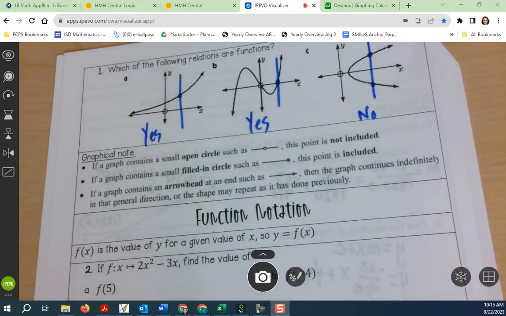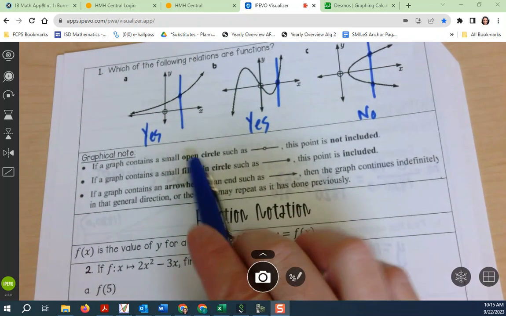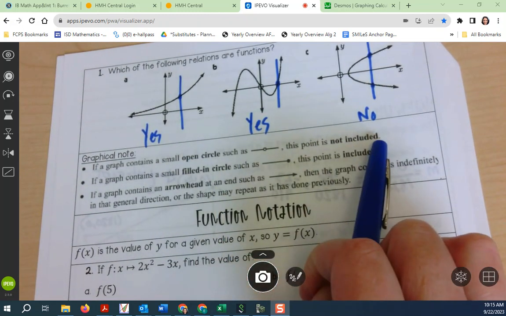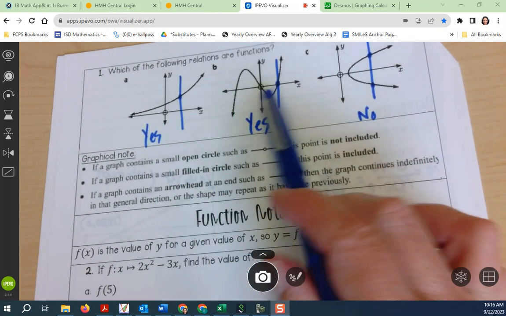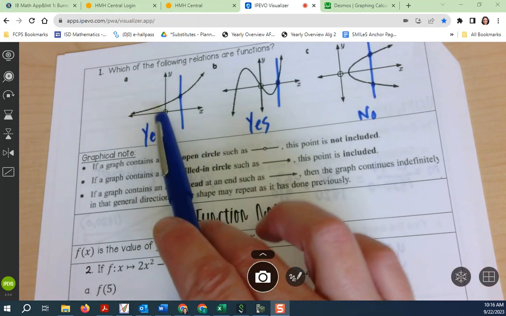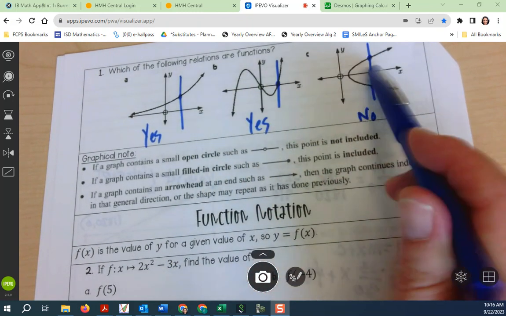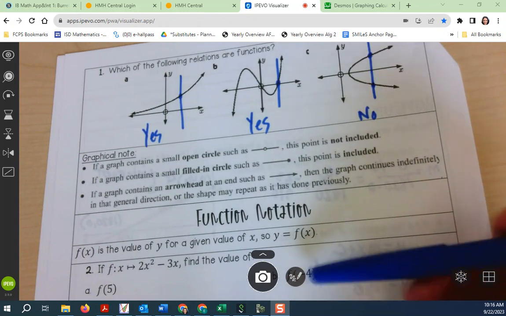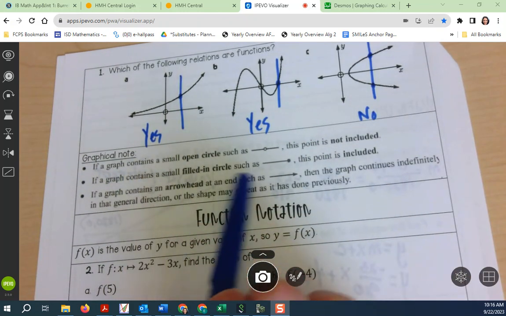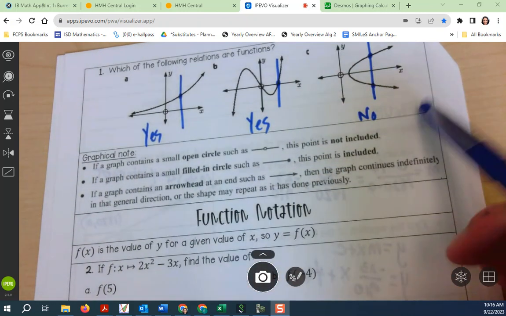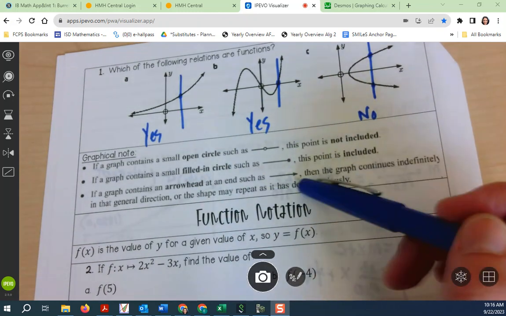Okay. When you're reading a graph, if it has an open circle, this point is not included. That's why I thought this graphing scheme was kind of confusing, because you see this open circle here, but that's just part of the axes. That is not part of the graph. If the graph has a small filled-in circle, it is included, and an arrow, of course, means it just keeps going.